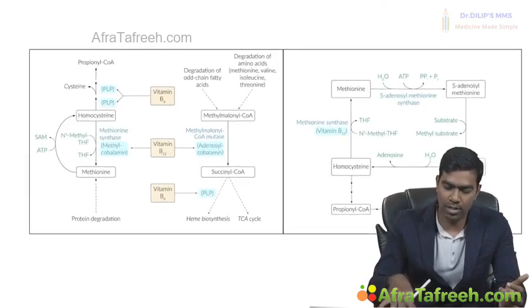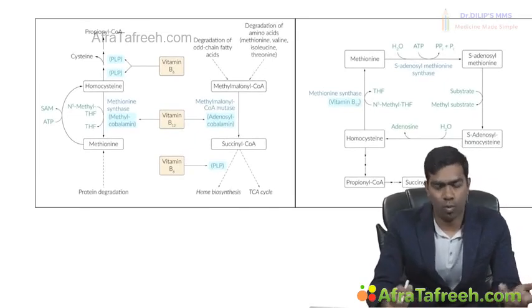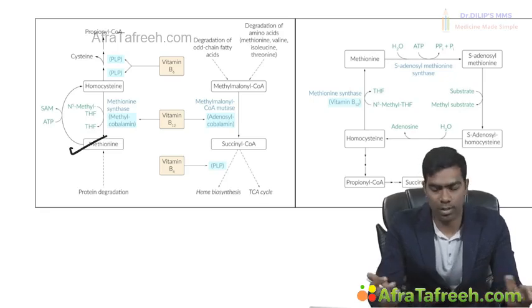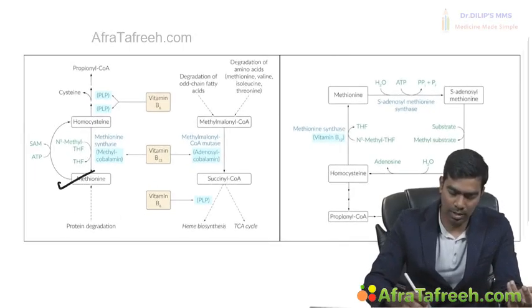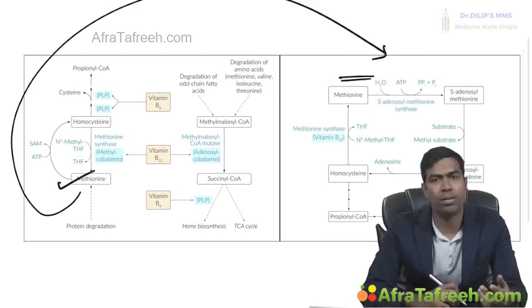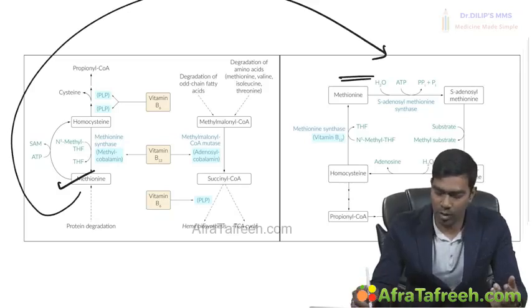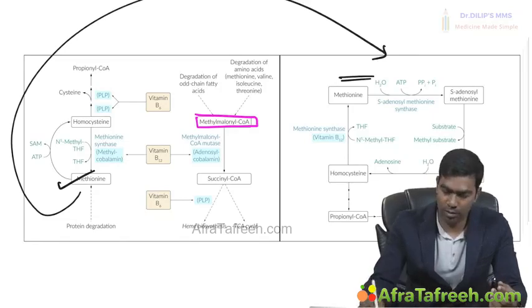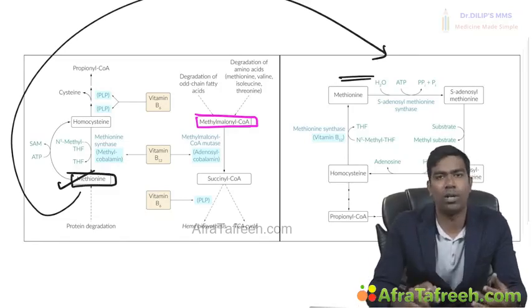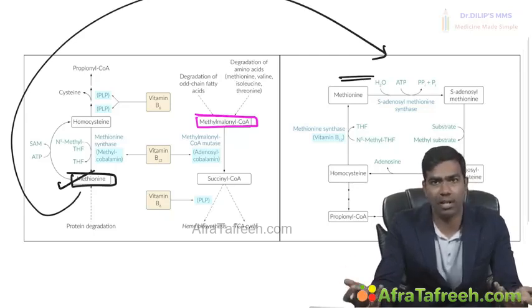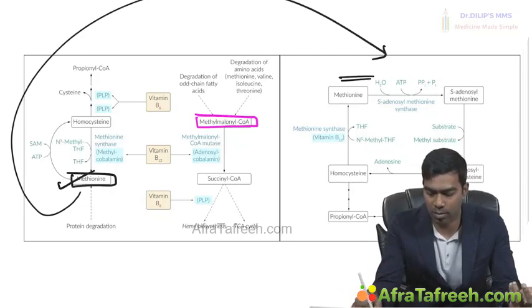So I can show in this diagram. One is this methionine cycle, which I am going to discuss in detail. This methionine cycle has been put in detail in this particular image. And the second one, you have metabolism of methylmalonyl-CoA. The first one is the formation of methionine, and the second one is for the methylmalonyl-CoA cycle. In both these conditions, this B12 is very important.